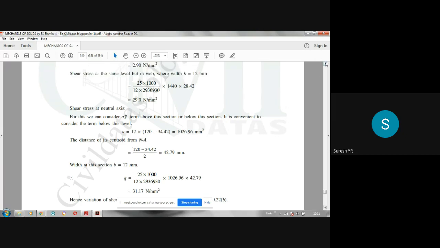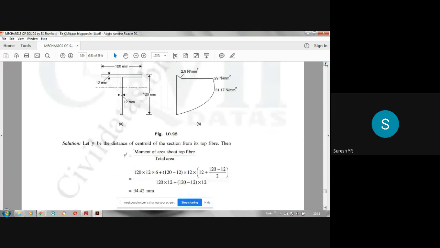So if you plot that 31.17, you will get it like this. Now if you join this, from here to here it is a smooth curve, then from here to here a straight line, then a smooth curve again. That is a parabola. So this is a parabola, and this is a parabola. Only here we have the horizontal portion.